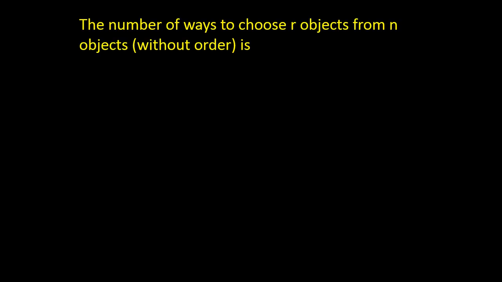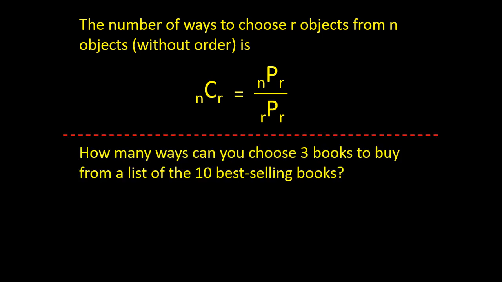So let's generalize this with a formula. The number of ways to choose R objects from N objects without order is a combination of N choose R, which is the permutation of R objects chosen from N objects divided by a permutation of R objects chosen from R objects. So let's look at an example of this.